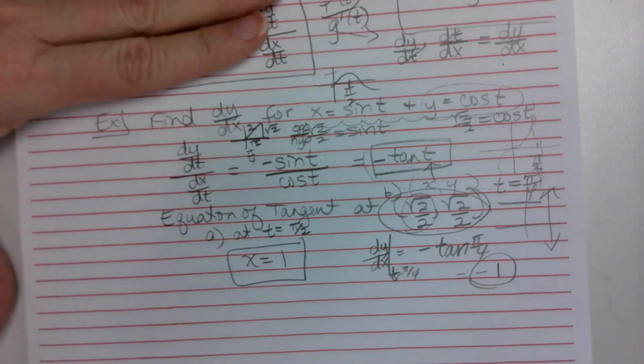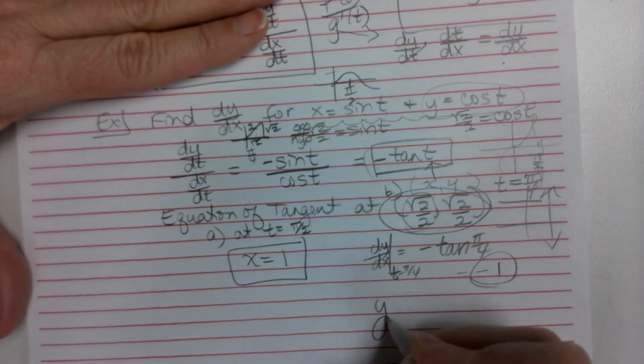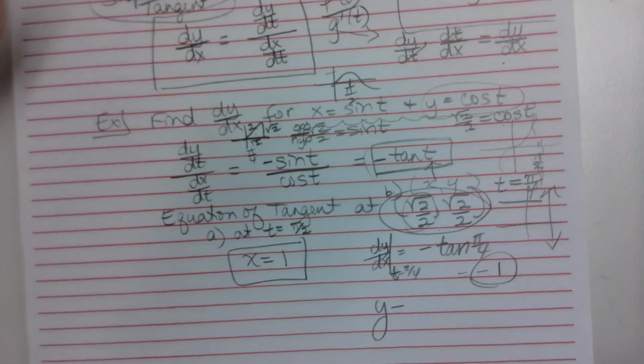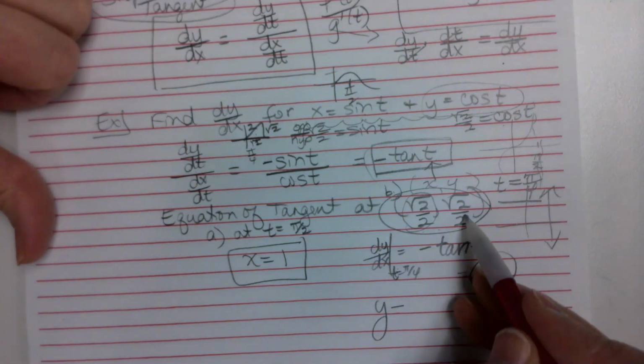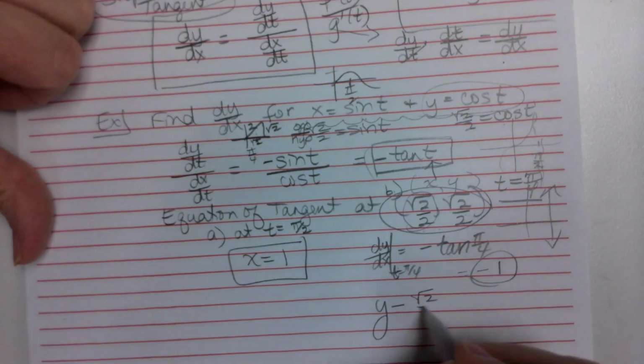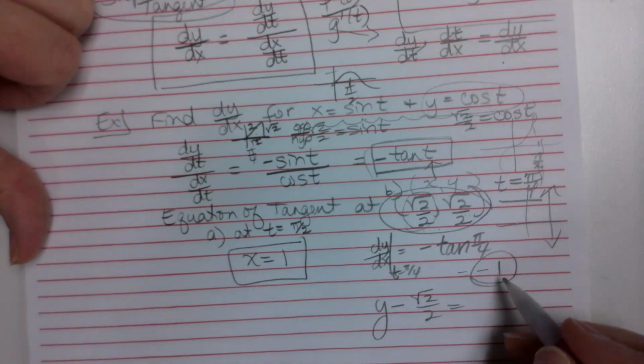How do we turn it into an equation? y minus y1, which would be root 2 over 2, equals negative 1.